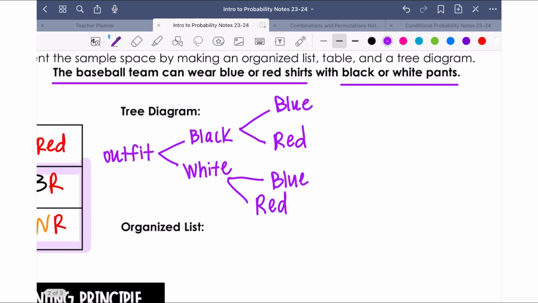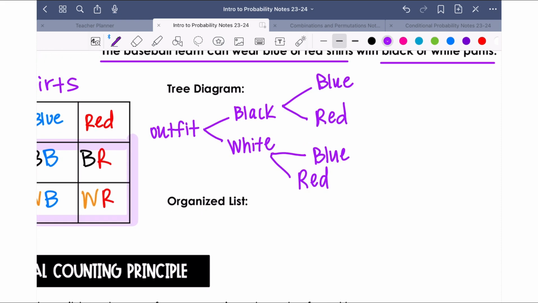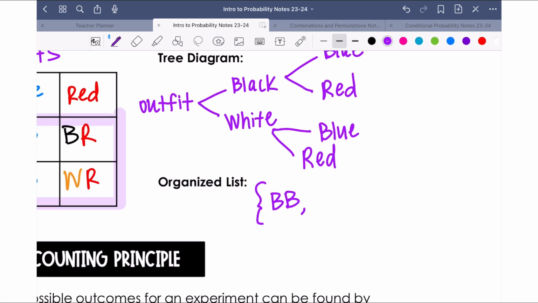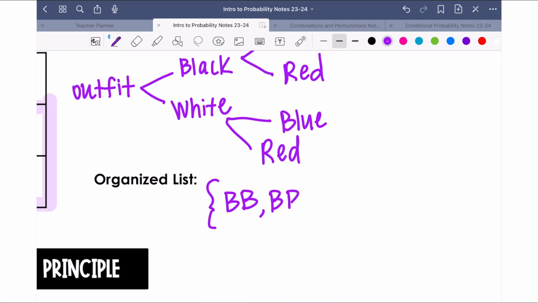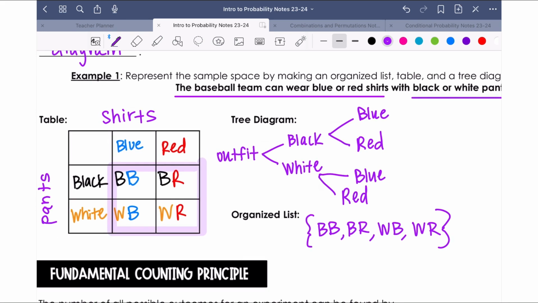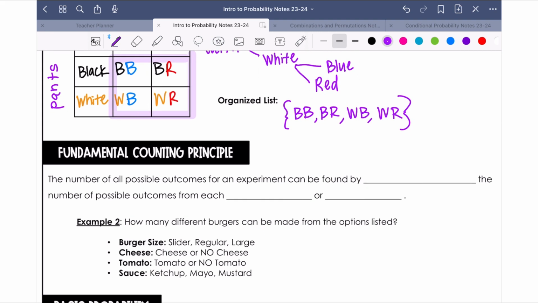And then an organized list, you just list out your options. So kind of like what we have here in the table. So do a little bracket. So they can wear black pants with blue shirt. They can wear black pants with a red shirt. White pants with a blue shirt or white pants with a red shirt. All right, and those are our outcomes. So all three of these are examples of a sample space for probability, okay? Let's go on to the next one.